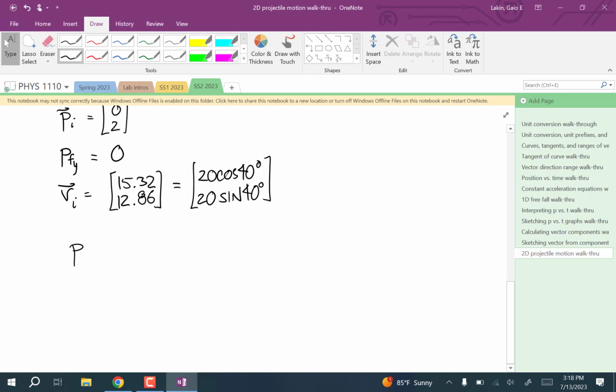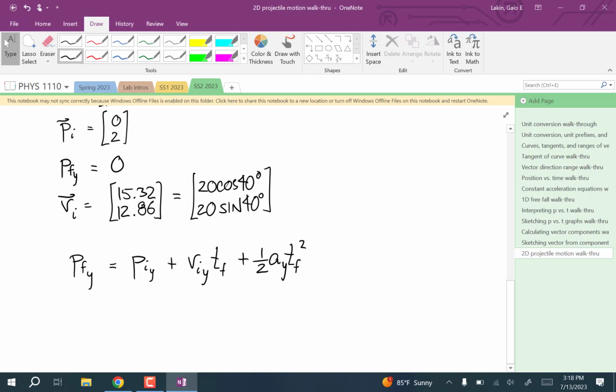The equation that works for that is PFY is equal to PIY plus VIY times TF plus 1/2 AY times TF squared. So we'll plug all these known values in. So 0 is equal to 2 plus 12.86 TF minus 4.905 TF squared. All right, well, how do we solve this?